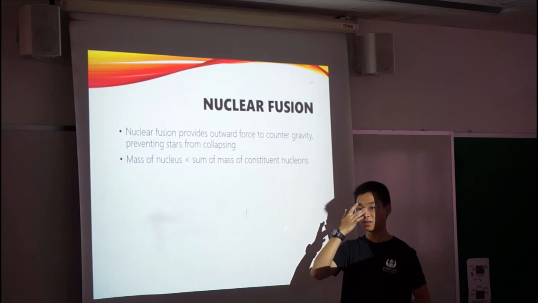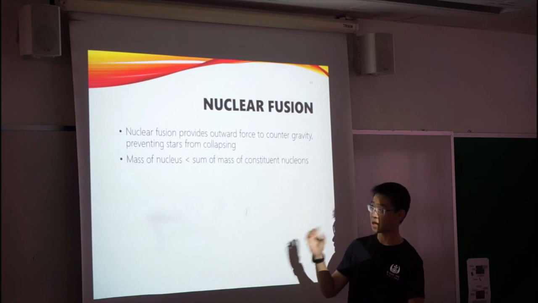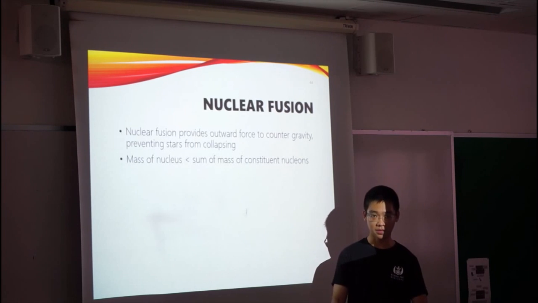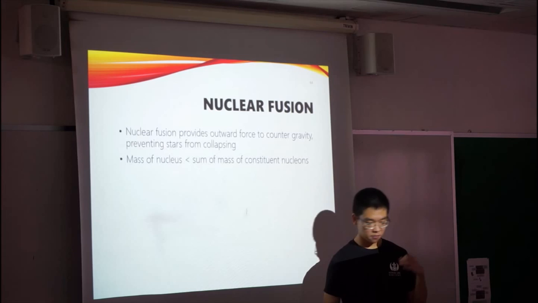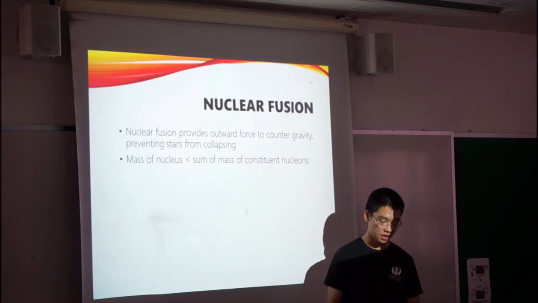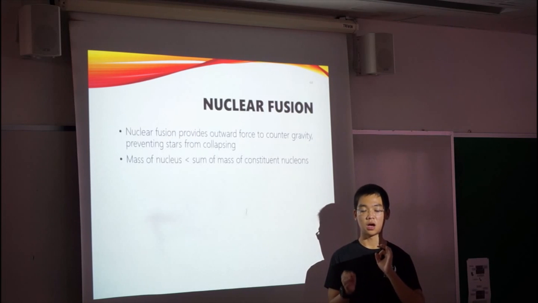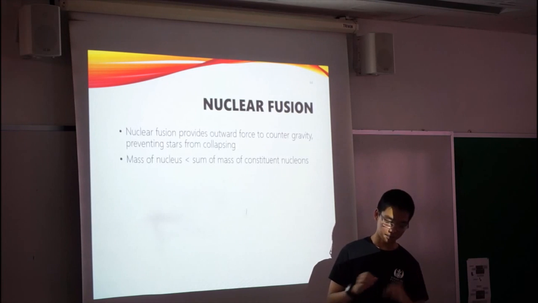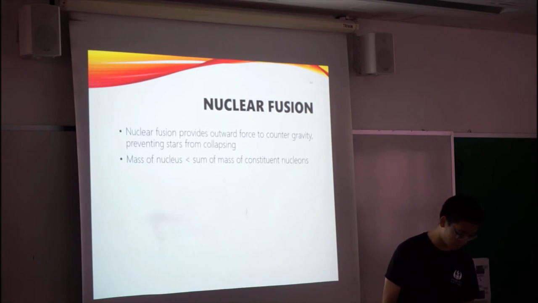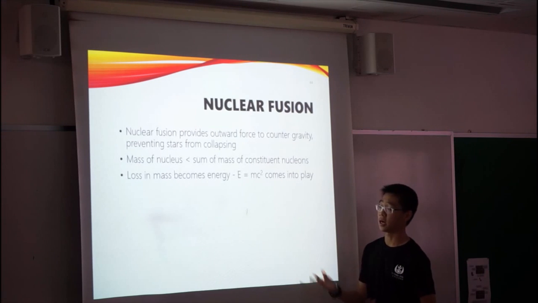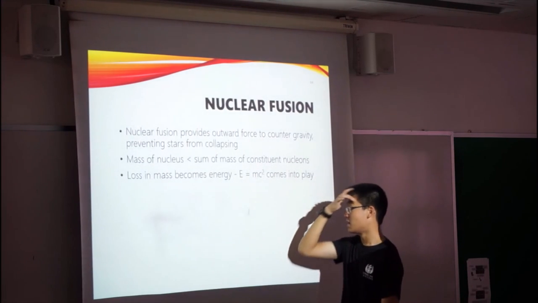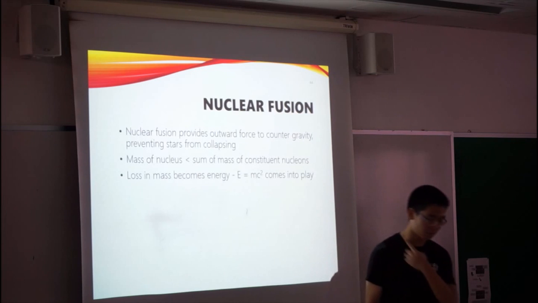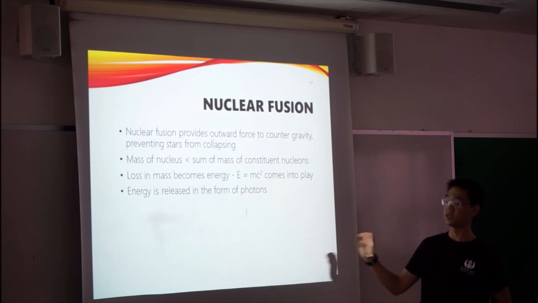So the energy produced is the thing that will keep the star from collapsing. And this energy arises from the observation that the mass of a nucleus is less than the sum of the masses of its constituent nucleons. So let's say you have one neutron and one proton. When you fuse this neutron and proton together to form a nucleus, the mass will be less than the sum of the individual masses. And this loss in mass becomes your energy, which is characterized by the equation E equals mc squared, it's very famous, you should know this. And this energy is released in the form of photons.